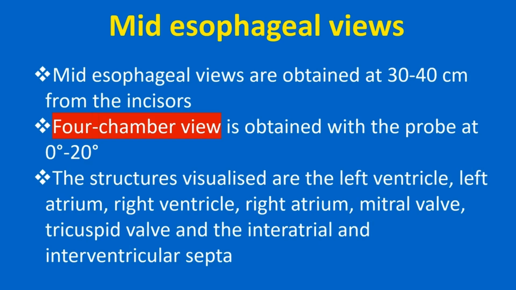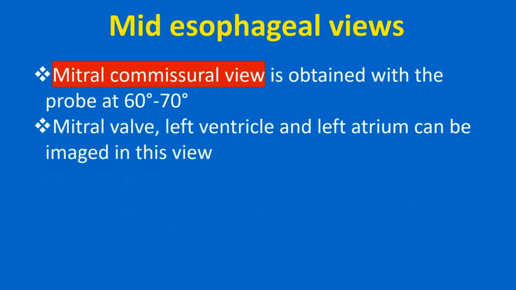Four-chamber view is obtained with the probe at 0 to 20 degrees. The structures visualized are the left ventricle, left atrium, right ventricle, right atrium, mitral valve, tricuspid valve, and the interatrial and interventricular septa. Mitral commissural view is obtained with the probe at 60 to 70 degrees. Mitral valve, left ventricle, and left atrium can be imaged in this view.